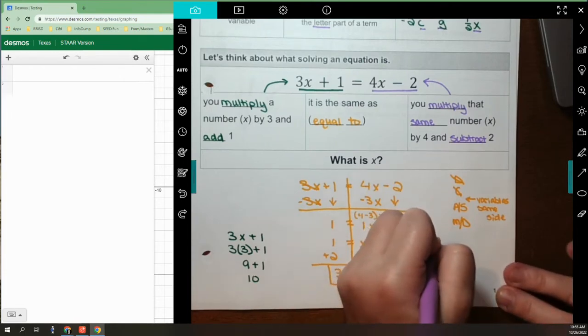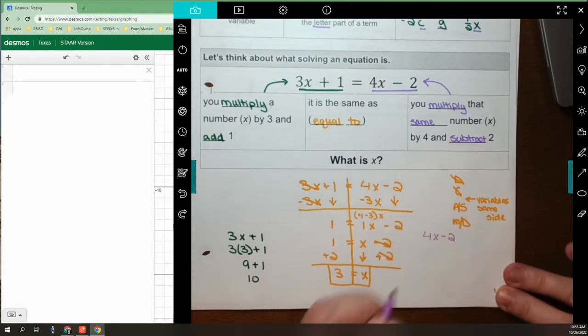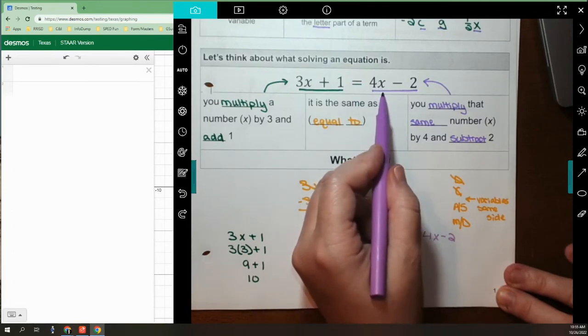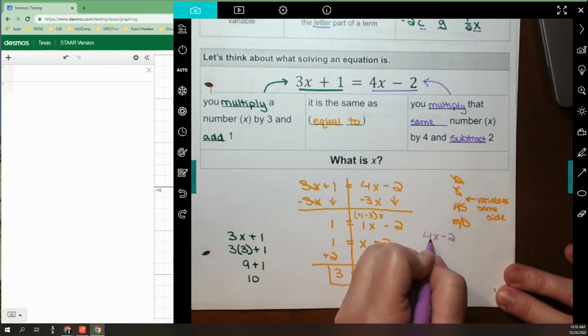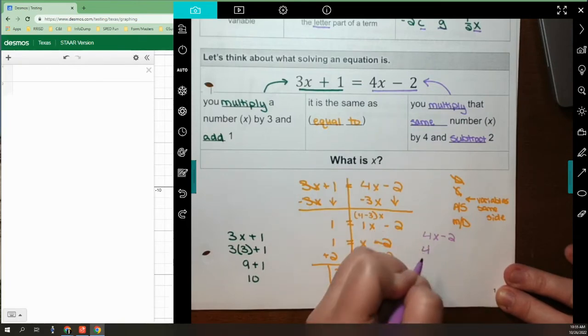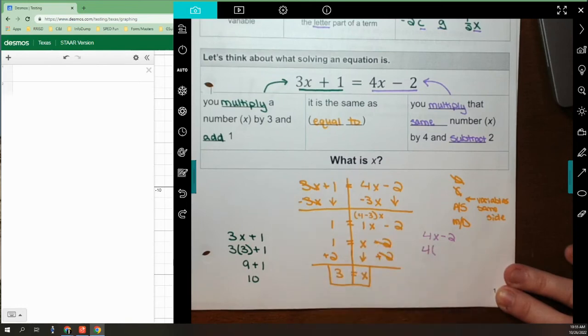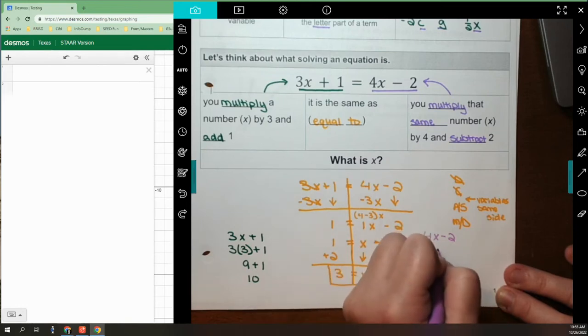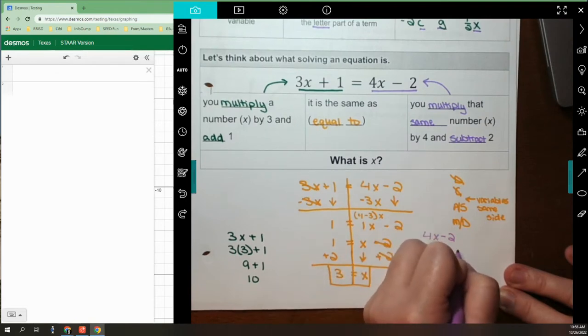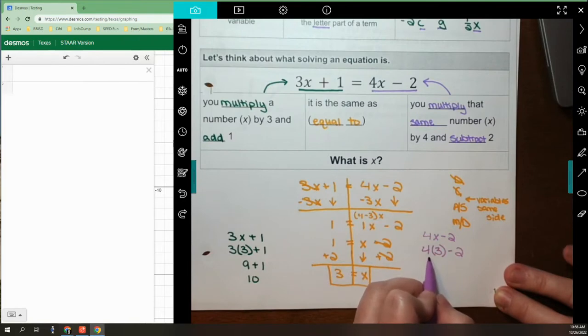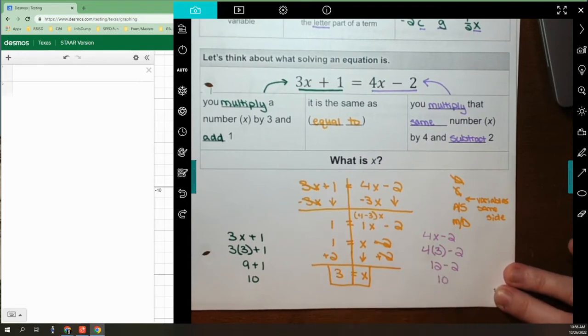Over here, I have 4x minus 2. So same thing. We're checking this side to see what 4x minus 2 equals if I use 3. So I'm going to do 4, open parentheses for my variable, and substitute in my 3 for my x, because I'm checking 3 equals x, minus 2. I know that 4 times 3 is 12, minus 2, and 12 minus 2 is 10.